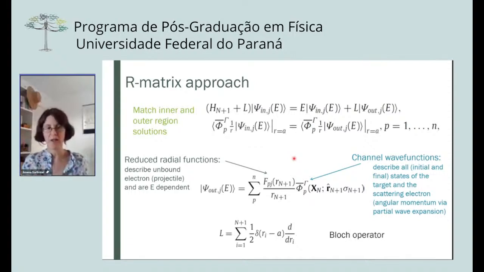Now, how do you expand the wave functions of the system in the outer region? Well, there it's relatively easy, because you can do it as a linear combination of what we call channel wave functions. So these wave functions describe all the states of the target, initial and final, and the state of the scattering electron, which we normally describe in terms of a partial wave expansion, that is, in terms of the angular momentum of the electron. And that linear combination, the coefficients, if you want, are given by the reduced radial functions. And these ones are energy dependent, and they describe the unbound electron. It is these functions that encode the scattering information.